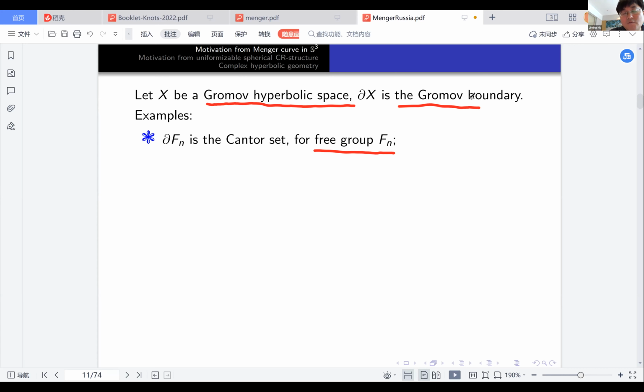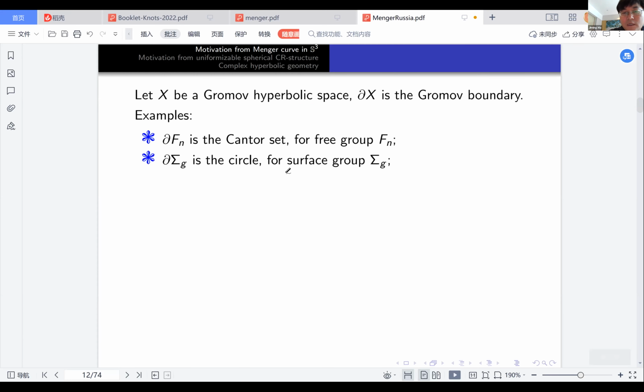Then for the case of a free group, the boundary of it is the Cantor set. And in another case, for example, the case of a surface group, with genus g at least 2, so it is a hyperbolic surface group, then the boundary of the surface group is a circle, so it is just S^1, right?